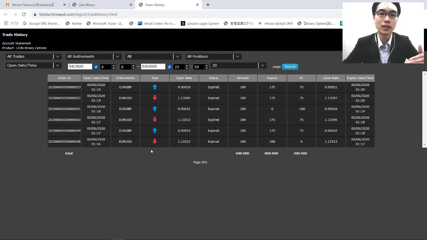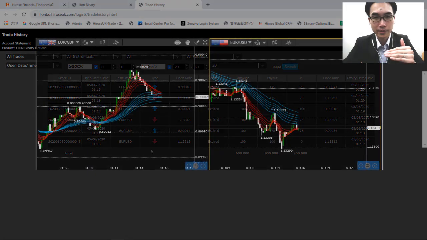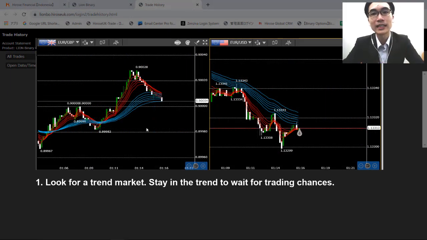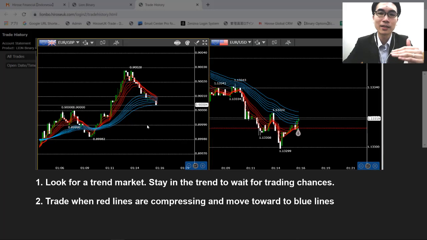First, the option period we set to 1 minute, chart period we set to 10 seconds, and the first step when we trade with GMMA is to look for a market trend, and then you stay in the trend. And then the purchasing timing is when the red line compresses and moves towards the blue line.